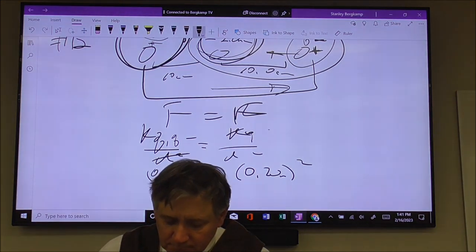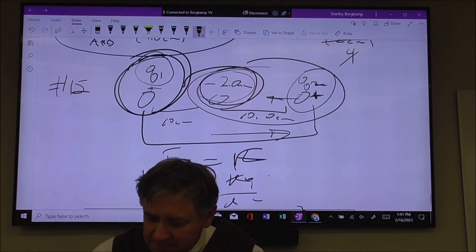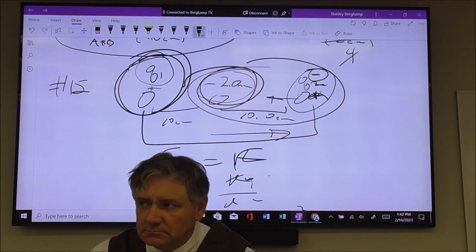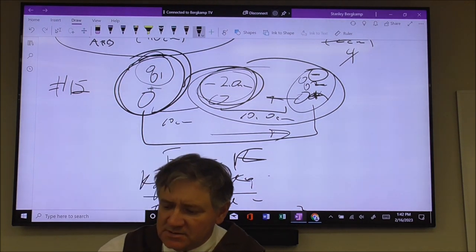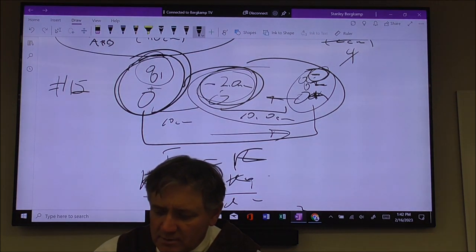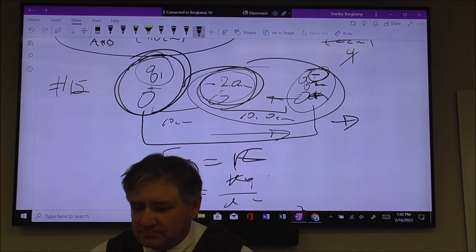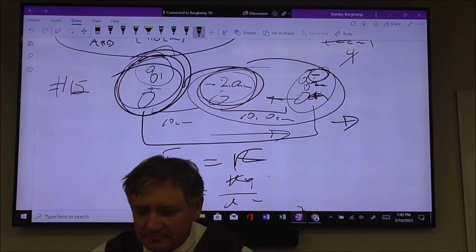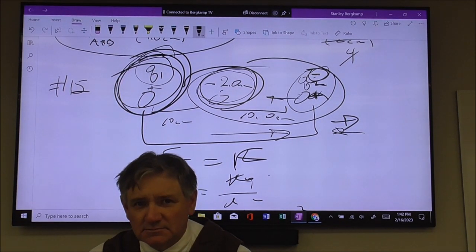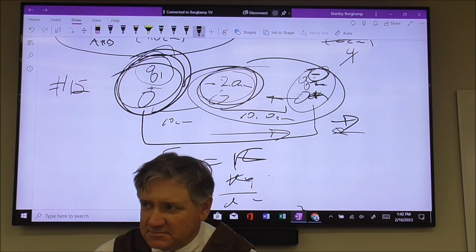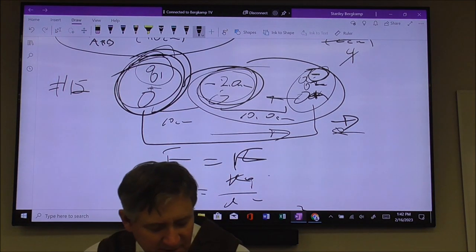Now, here's an interesting thing. What if Q had been a negative value? Would that change the answer? If this was negative, what would it feel? Repulsion. It would feel a repulsion from the negative charge. But what would it feel from that one? Attraction. Guess what? You still get the exact same answer. Still going to be 8 nanocoulombs. So, interesting thing to think through.